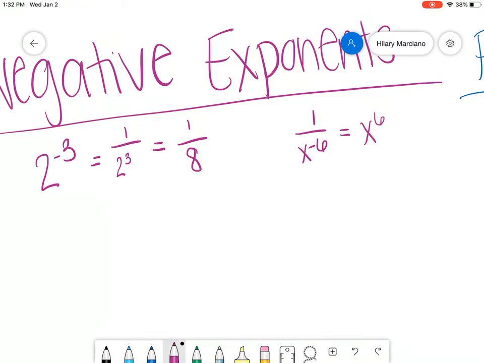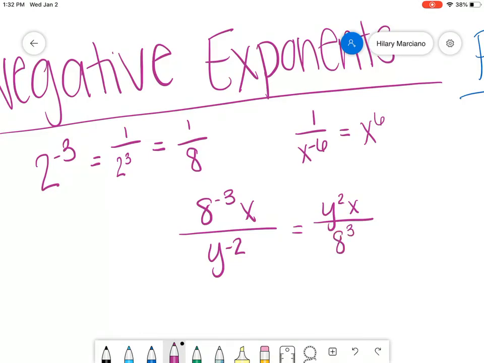If we have multiple exponents, positive and negative, on the top and the bottom, every time we move them, we're moving them to the opposite side. So now we have 8 to the negative third x over y to the negative 2. We need to move 8 to the negative third to the bottom, and then we need to move y to the negative 2 to the top. We're going to keep x where it is because it's a positive exponent, so it's fine. So we would move y squared to the top, leave x, and then move 8 to the third to the bottom.